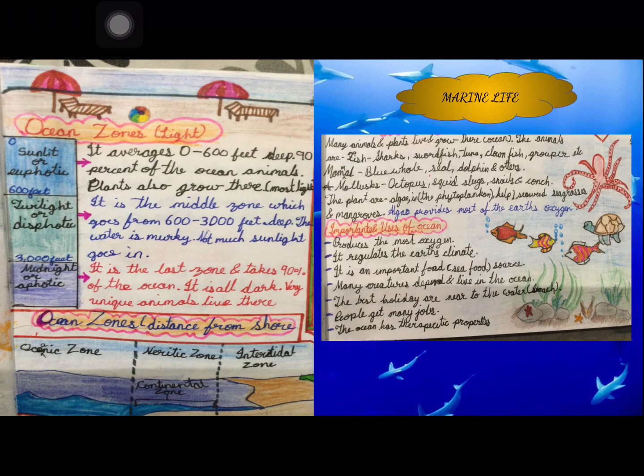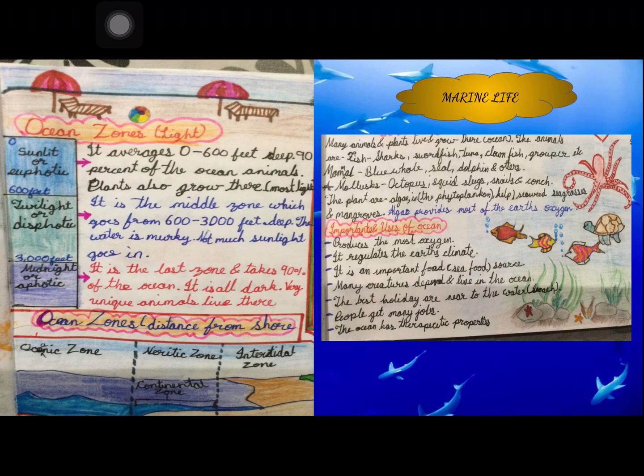And finally, there's the midnight zone or aphotic zone. This is the last zone, and it takes 90% of the ocean. It is all dark and very unique animals can live here.